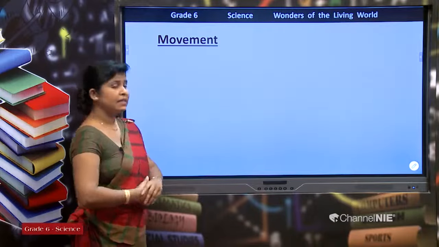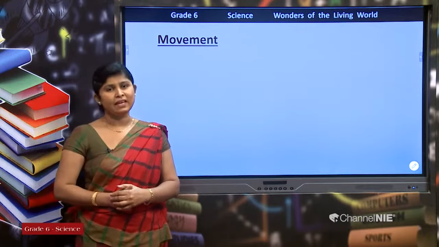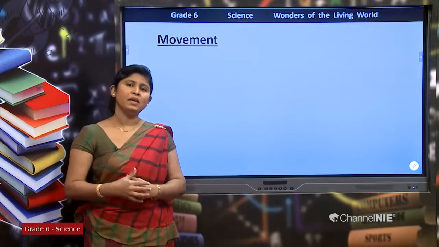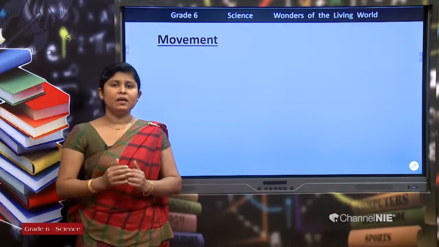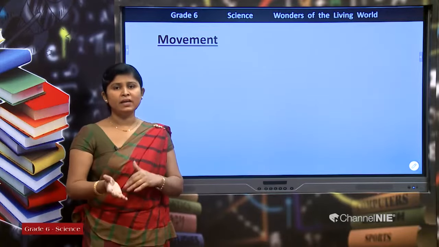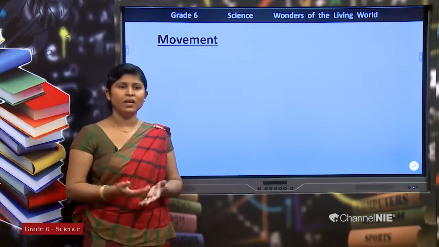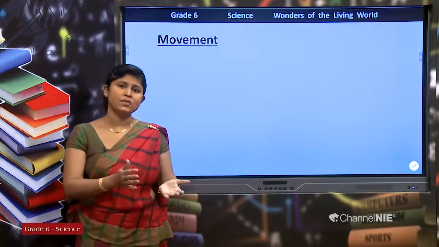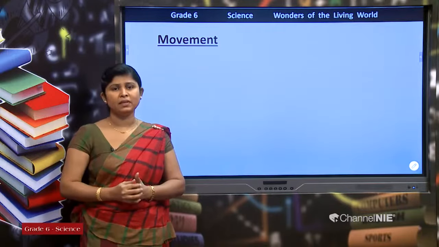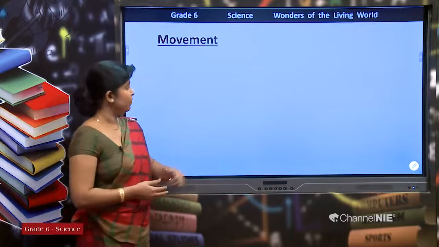Now, let us take the next characteristic of organisms, that is movement. What do you mean by movement? If any animal can go from one place to another, that is simply known as a movement. When we think about ourselves, we can go from one place to another while walking. That is our method of movement. In that way, there are different methods of movement. We will see.